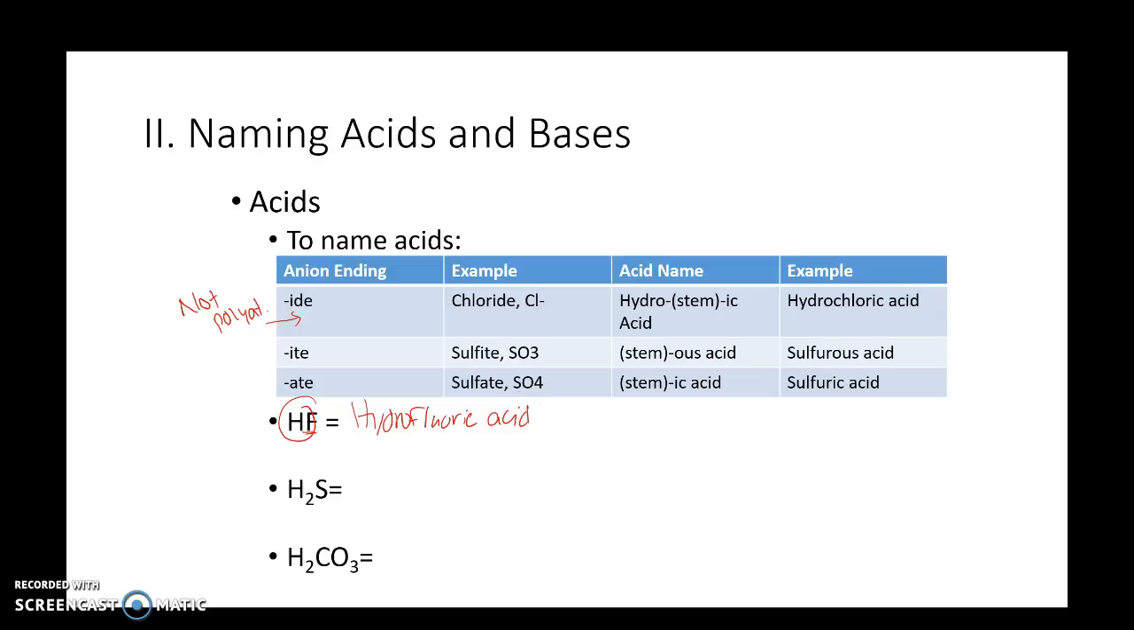Okay. So same with the second one, because you have the hydrogen ion, and then whatever follows that is going to be what determines how you name it. So this S, the sulfur, because again it's not polyatomic, this would be like sulfide. You're going to use this first way to name it. Okay, so we're going to call this one hydrosulfuric acid.